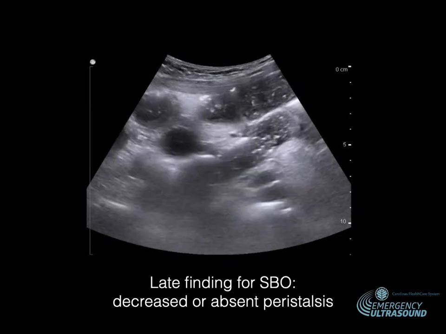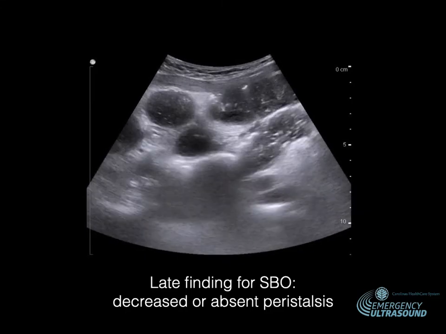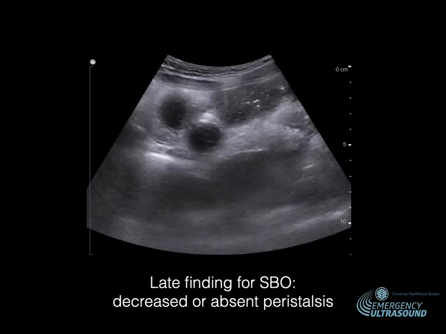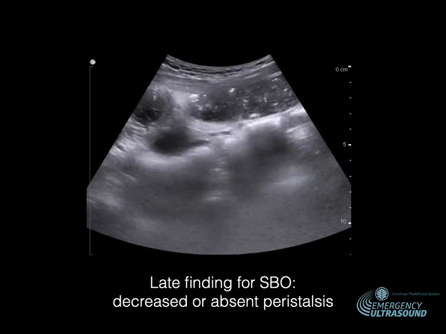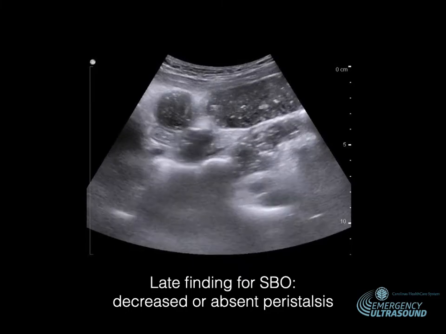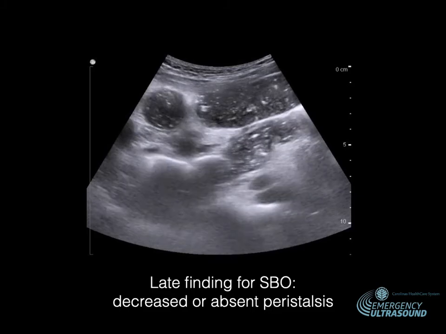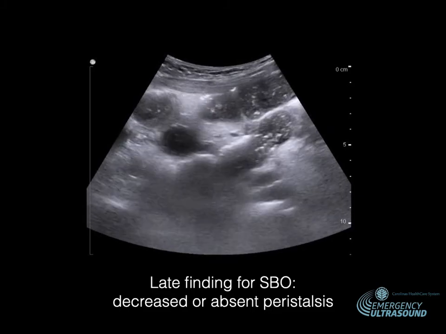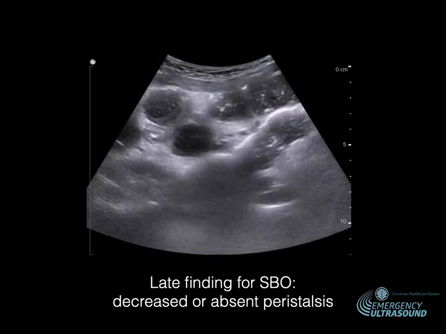Now a late finding for small bowel obstruction is decreased or absent peristalsis. So if you look closely at this ultrasound machine, at the top of the screen, you are seeing just a bowel filled with luminal contents, which is not moving much at all. So we're seeing just decreased or totally absent peristalsis in this case. So that's concerning that this isn't more acute and that this may be a little bit later.